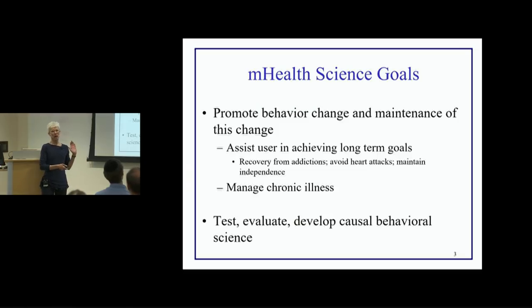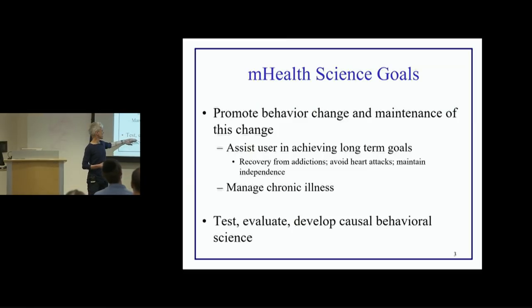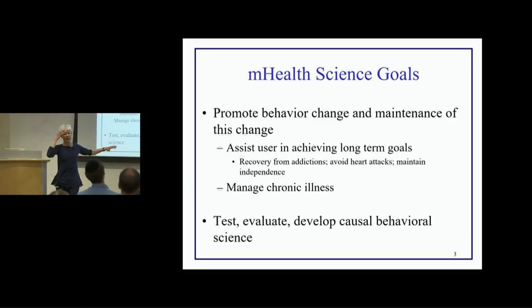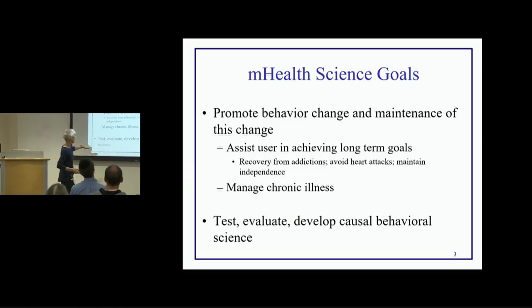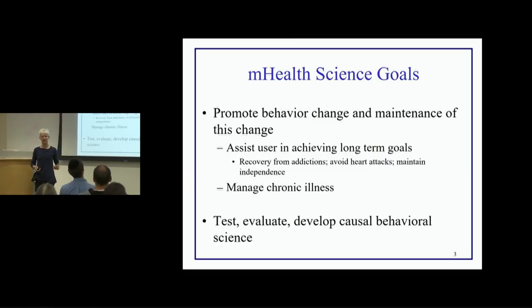In general, our lab's focus is on managing chronic illnesses, so people who have multiple issues they're trying to manage. So we have this goal, but we also have a second goal. And these goals sometimes are at odds. You'll see me close this talk by explaining how they're a little at odds. And that is to further causal behavioral science, to be able to enhance science to design future studies.